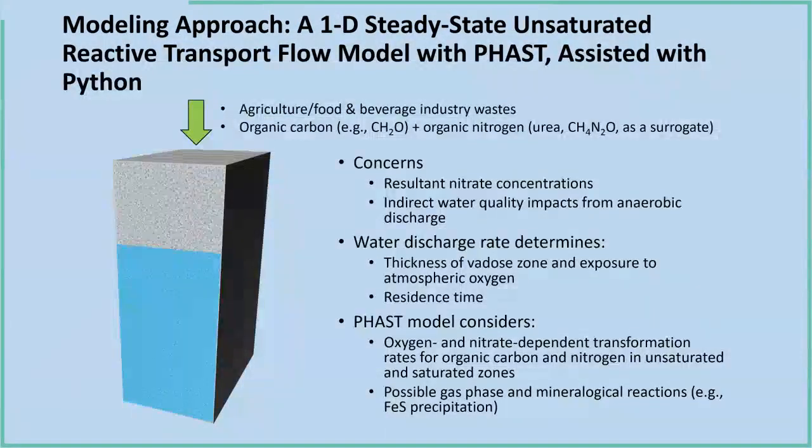This particular system will be modeled as a one-dimensional flow problem, testing the impacts of different process wastewater discharge rates on water quality. Dissolved organic carbon, represented stoichiometrically as CH2O, and dissolved organic nitrogen, which is represented by the chemical formula for urea as a surrogate, drive key reactions in this system. Unsaturated flow, as described by the Richards equation, determines residence time in the vadose zone, as well as the distribution of water saturation. More on that in a bit.